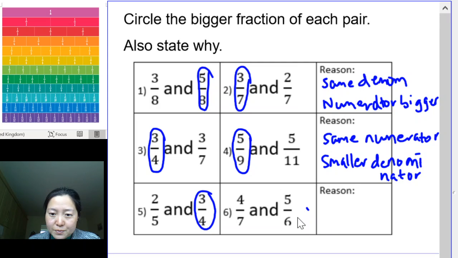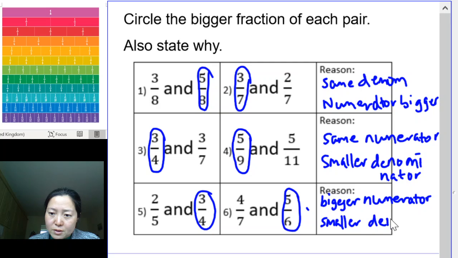Same thing goes here. You have a bigger numerator and a smaller denominator for number 5, 6. Okay, so the reason I would write down is bigger numerator and smaller denominator.